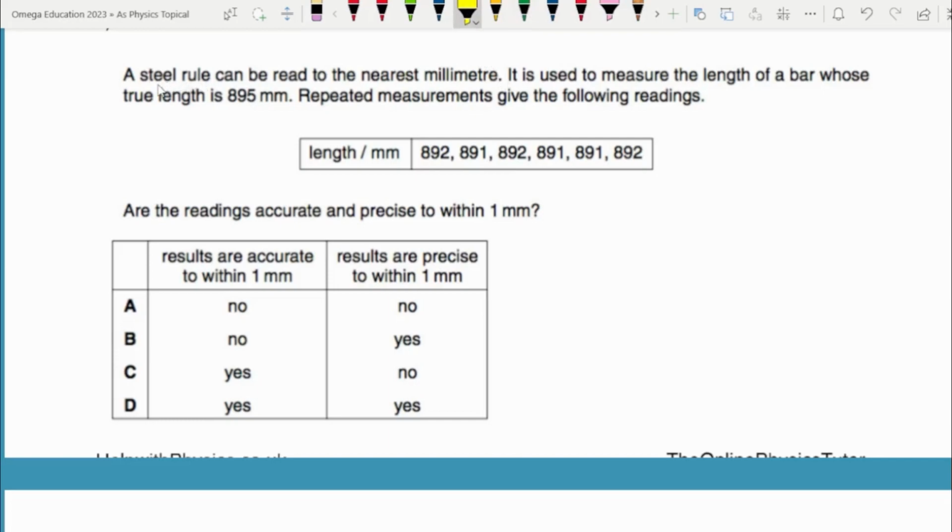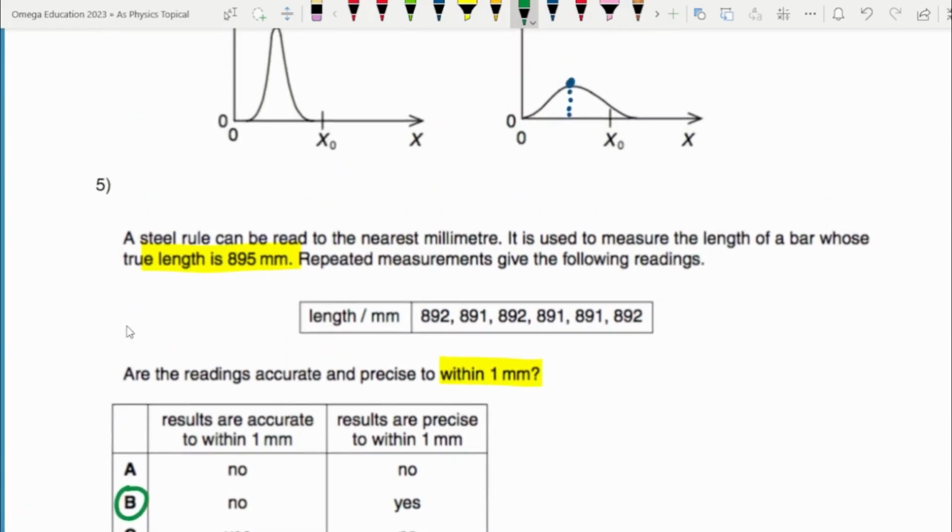But what is the true value? It is 895. Are the readings close enough with respect to 1 millimeter range? No. Within 1 millimeter range, the readings are not close enough. So what do we say? They are not accurate, but they are precise. So for 5, we have B as the right answer.